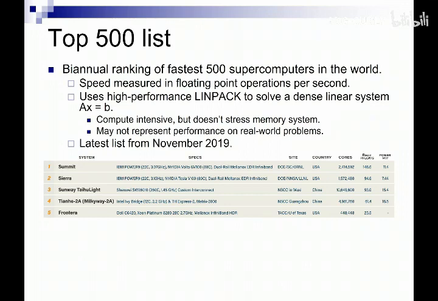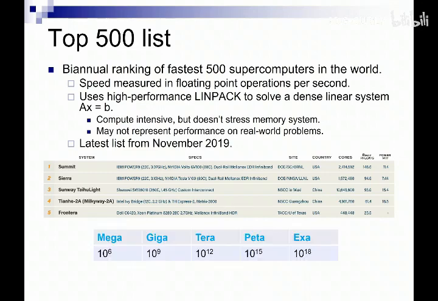And so therefore, this LINPACK benchmark might not be representative for performance on real-world problems, which have to use the memory system a lot more.